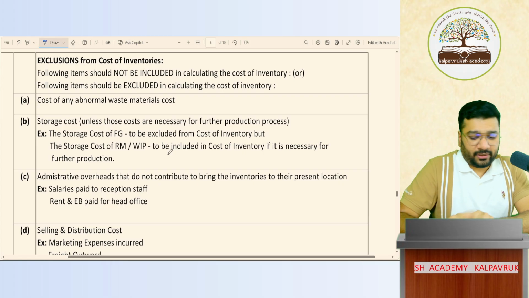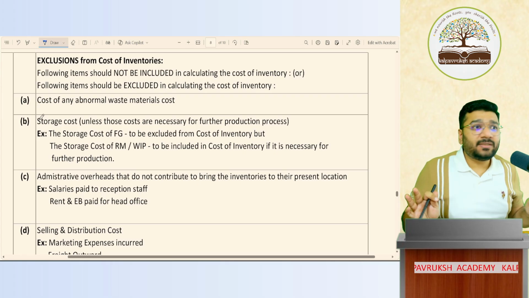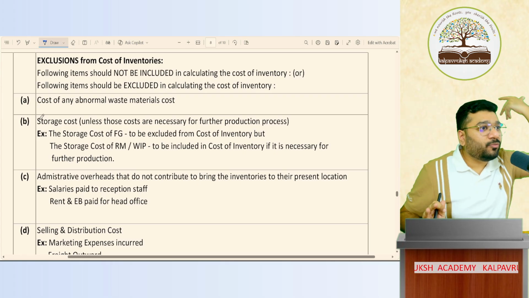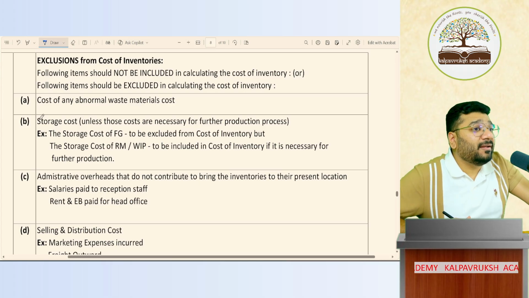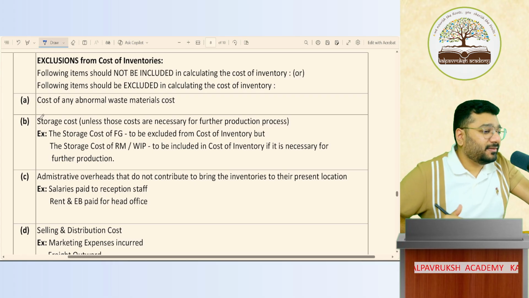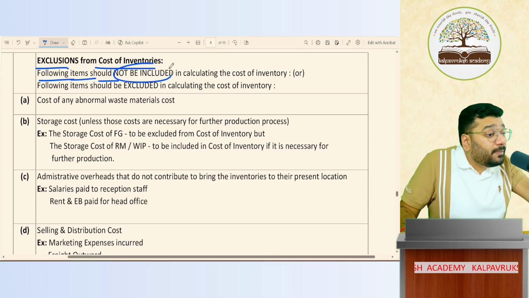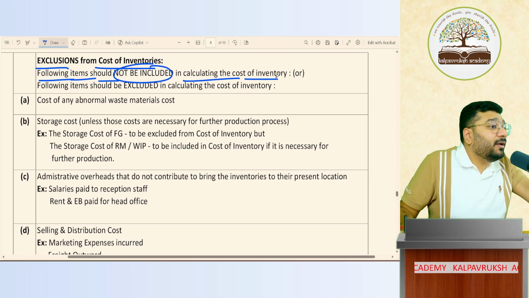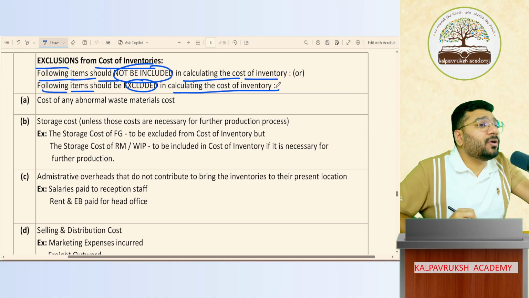Is it okay? So far, what we've discussed is cost of inventory. Now, some people think that in the business, whatever cost you incur, everything should be cost of inventory. If that is your thought process, you're wrong. AS2 clarifies that all the expenses you incur in business are not cost of inventory. So there are some exclusions from cost of inventory. Following items should not be included in calculating the cost of inventory. Or in other words, following items are excluded in calculating cost of inventory.